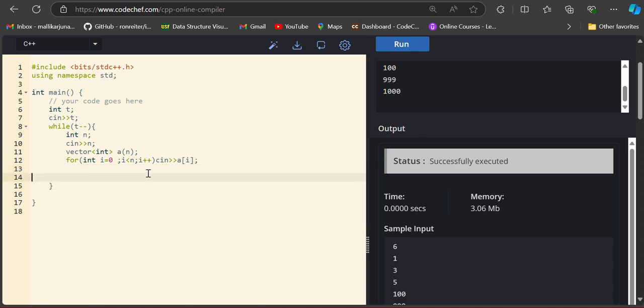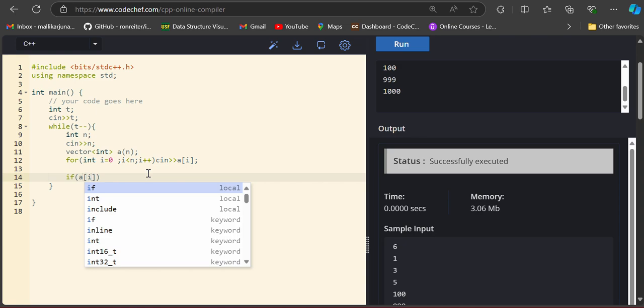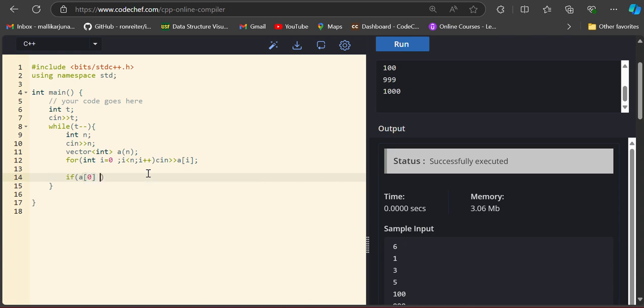Now we have to check whether the first element is one or not. If it is one, okay, it can be sorted. Otherwise, it's not. So simple. So if a of 0 equals 1, cout yes, we can sort it. Else, we can't sort it.